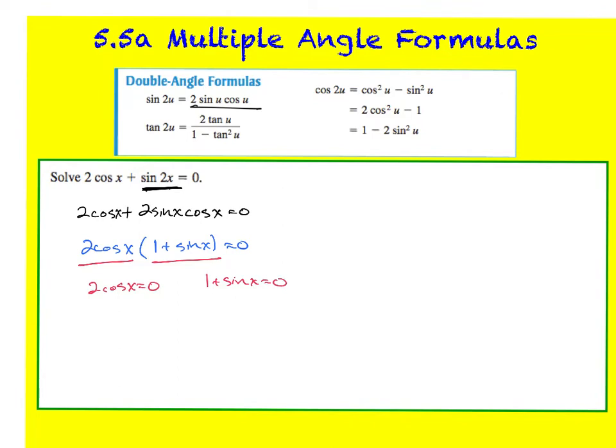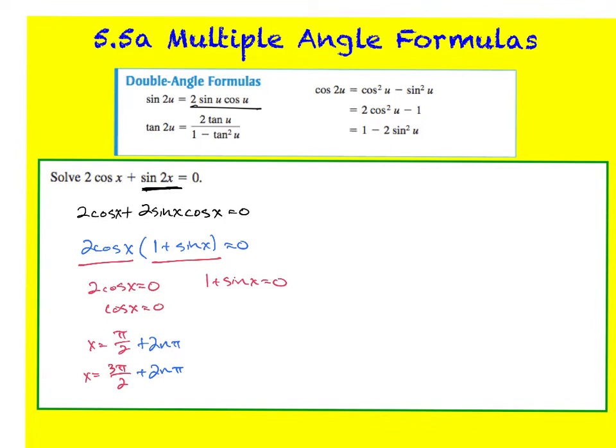Well, I divide by 2, so cosine x is equal to 0. So when is cosine x equal to 0? At pi over 2. When else? And at 3 pi over 2. Now, does this one give me any domain restrictions? No, it doesn't. So what should we add to these? Plus 2 n pi.